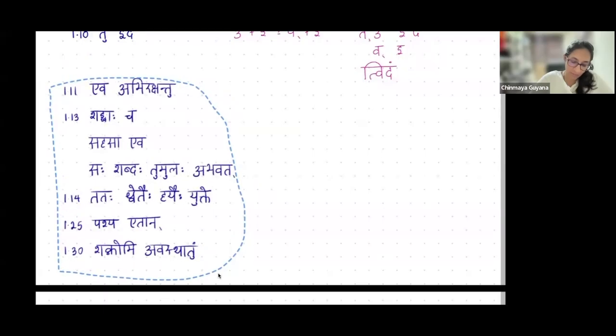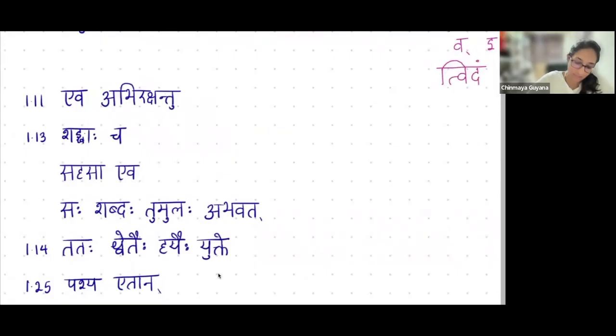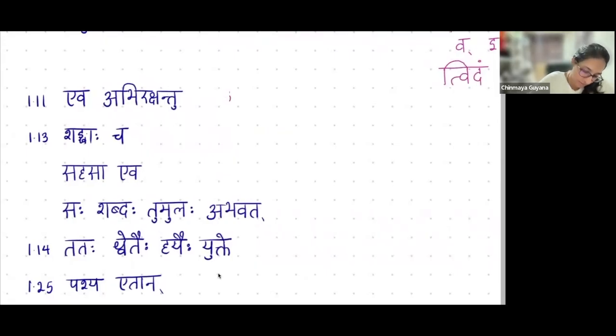Eva abhirakshantu. Again here, vowel sandhi. A meeting a becomes a. This one, nobody should have made a mistake. I should not see any vowels in between the words. Eva abhirakshantu becomes evabhirakshantu.